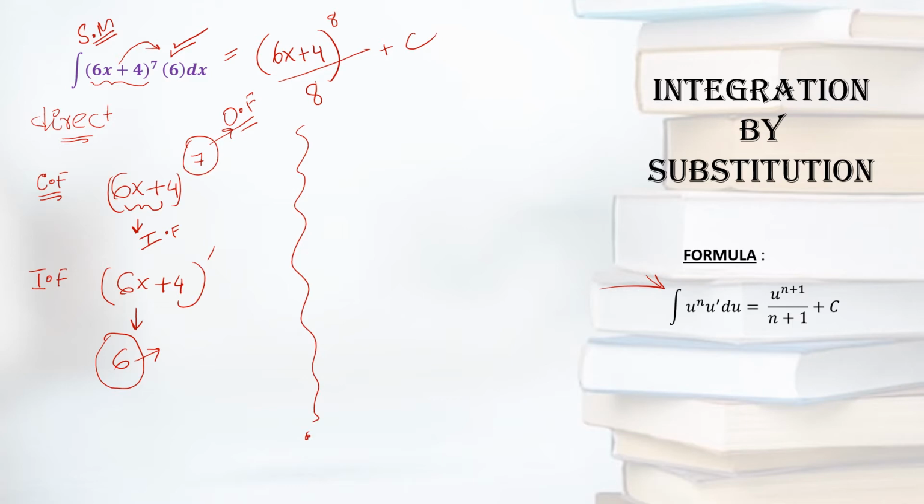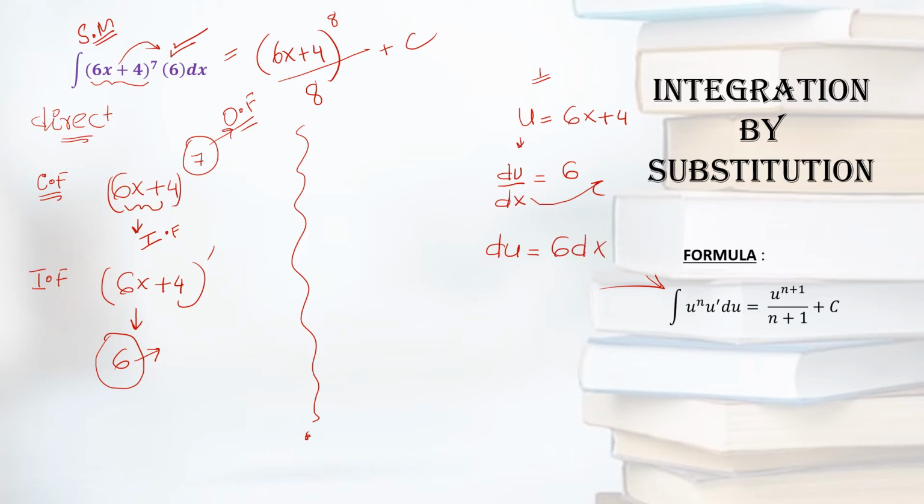Now, if you want to do it with the long method, the first thing is you have to name the inner function of the composite function as u. So that is 6x plus 4. Now take the derivative of this function. So you will write du over dx because you are taking the derivative with respect to x. The derivative of 6x is 6 and the derivative of 4 is 0. No need to write the 0. Bring the dx on the other side. So it will give you du equals 6dx.